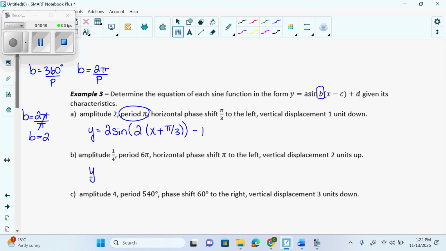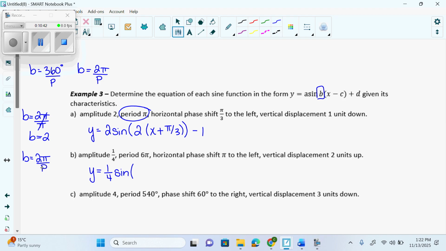The amplitude for this one is 1/4, so that's going to go in for my vertical stretch or my A value. Then I get sine. The period is 6 pi. I need B. So B equals 2 pi divided by the period. And what is the period? 6 pi. Do you know that all of the alternate answers to this is putting that period in for B?